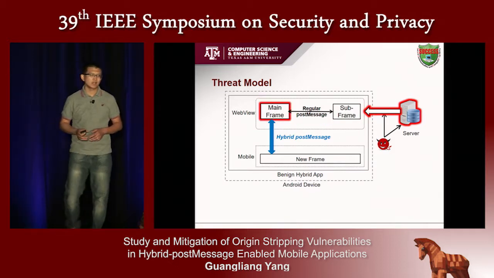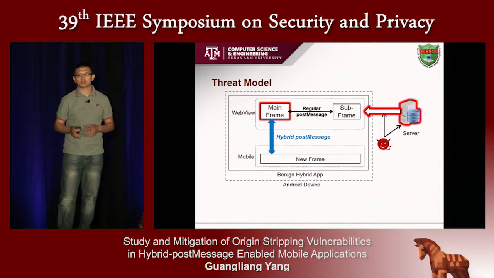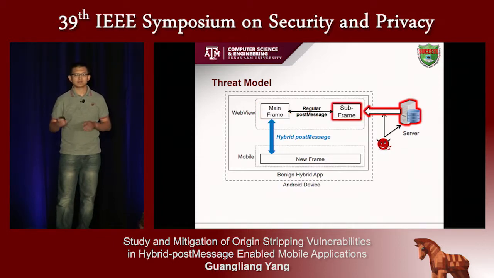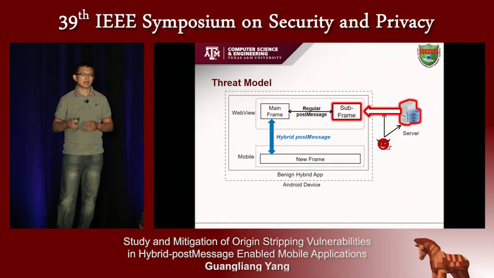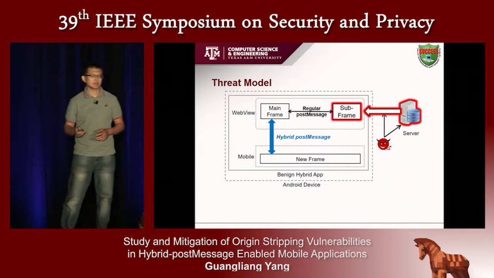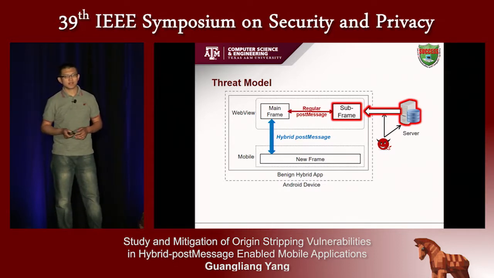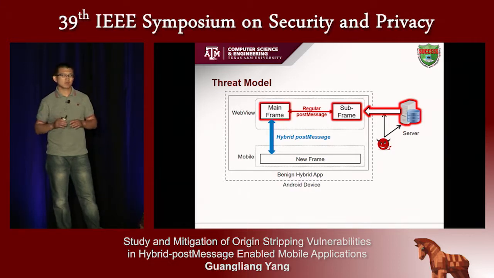More specifically, if an attacker has some chance to inject malicious code into the main frame, the malicious code can directly access and attack Hybrid-postMessage. If an attacker has some chance to inject malicious code into a subframe, the attacker still may have some chance to attack Hybrid-postMessage. The attacker can do it like this. The attacker lets their malicious code send a message to the main frame using the regular post-message. And the main frame likely forwards the message to the mobile platform.